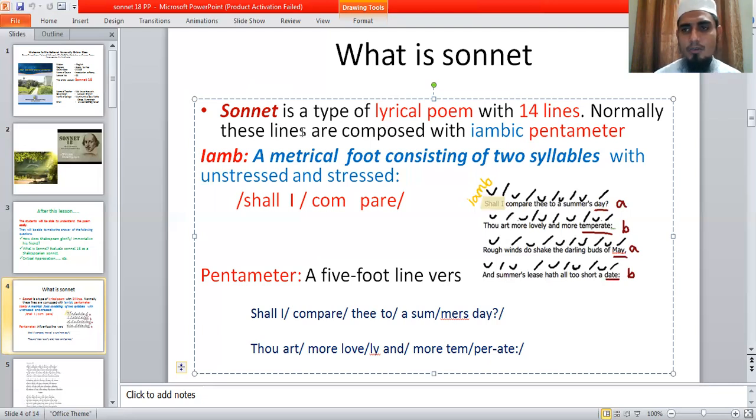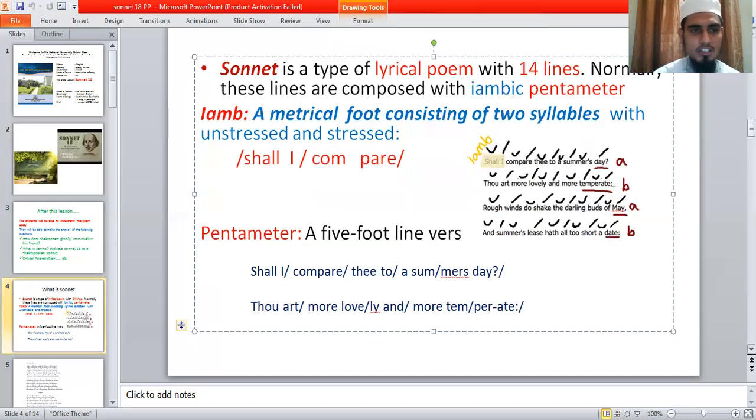So if anyone asks you what a sonnet is, what is the answer? You can try in your own way. The sonnet is a type of lyrical poem, mainly composed within 14 lines, and it is mainly written in iambic pentameter. So this is called a sonnet. As we are ready to read William Shakespeare's sonnet, we should know what the qualities and features of a Shakespearean sonnet are.